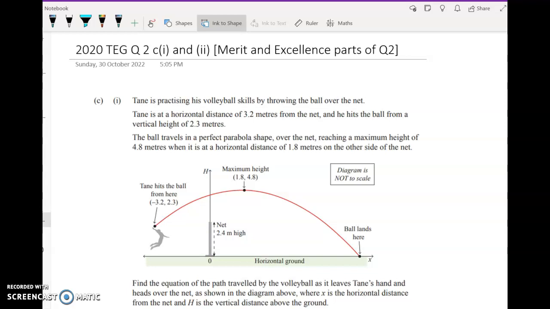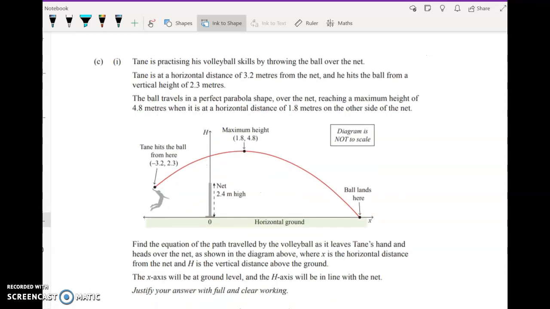So now let's go back and do part 1 of question C, and you'll see that we're dealing with exactly the vertex form that I've just been going on about. There are a lot of words in this question, but luckily there's a really good picture. So Tane is practicing his volleyball skills by throwing the ball over the net. The net is here. The net is 2.4 meters high. That is completely irrelevant to this question, by the way.